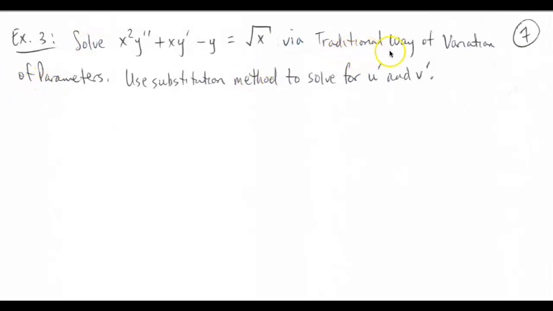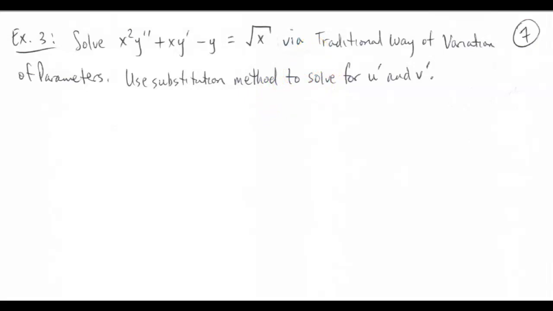So we want to do this the traditional way. This means that we're going to be solving systems of linear equations, and I'm going to use the substitution method to find out what my u prime and my v prime are. If you're unfamiliar with what I'm talking about when I say traditional way and using the substitution method, you want to go to my part 1 video. So stop this video, go to that, and then come back to this one.